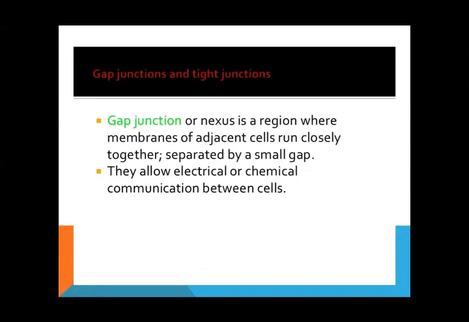Gap junctions and tight junctions. Gap junctions, or nexus, are a region where membranes of adjacent cells run closely together, separated by a small gap. They allow electrical or chemical communication between cells. A gap junction is a region where the membranes of adjacent cells come closely together, separated by a small gap. They allow electrical or chemical communications between cells.